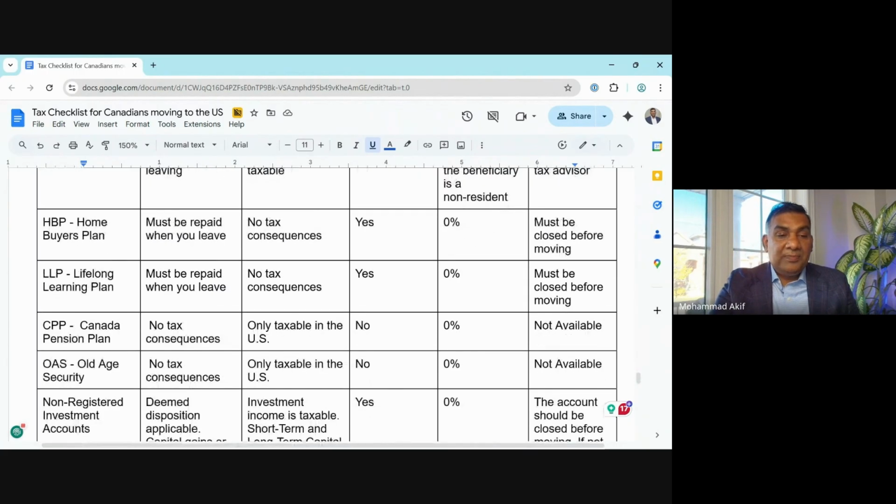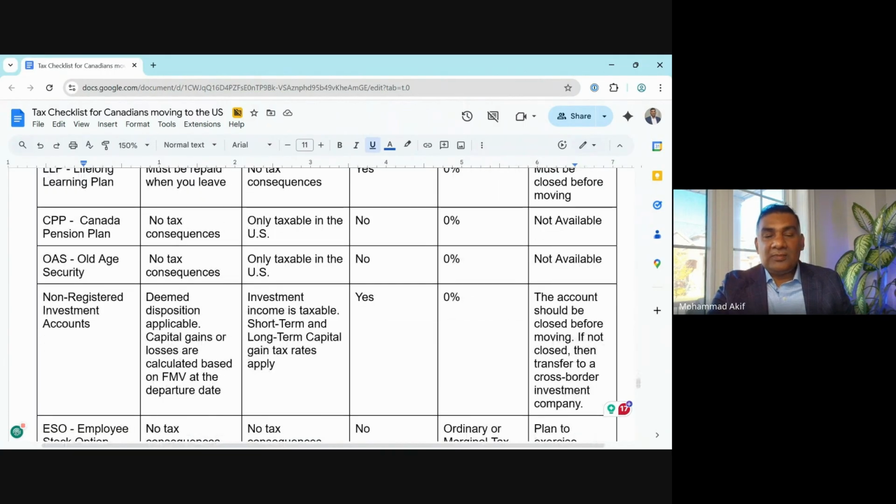So HBP and LLP, you have to pay this money back once you move from Canada. Of course, the accounts get closed once you move, so there is no tax consequence on the U.S. side. You are required to close these accounts. Again, Canadian pension plan, OAS: make sure you update the CRA that you're no longer there. So, no tax withholding if you are moving to the U.S. Everything gets taxed in the U.S. Nothing on the Canadian side.